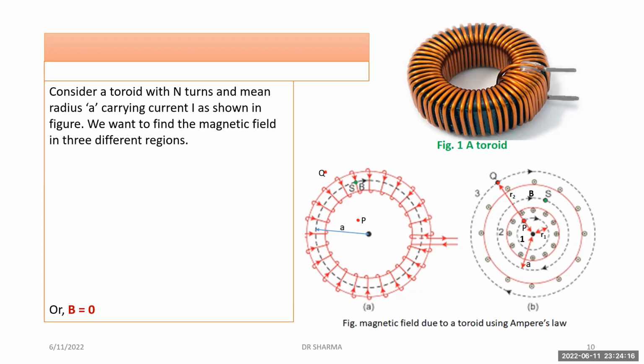The mean radius of this toroid is considered to be a, with total number of turns capital N. The outer radius of the Amperian loop we choose would be R2. I think this is not necessary to mention over here. It will be customary to mention whenever necessary. Let me start.